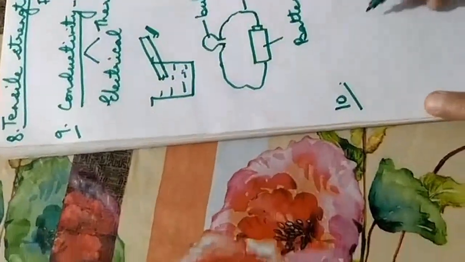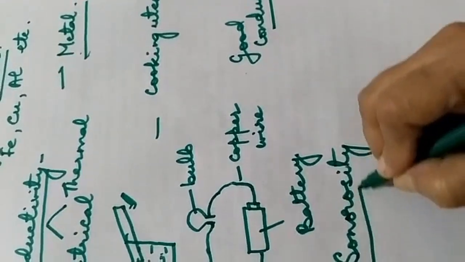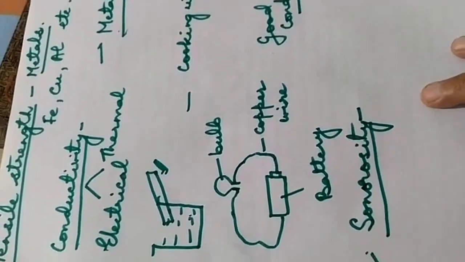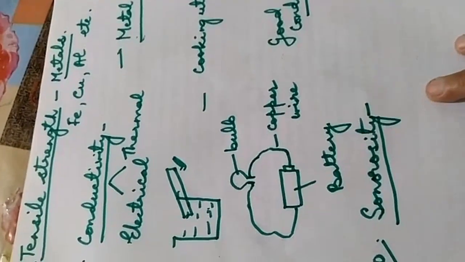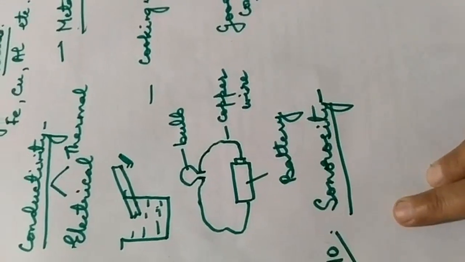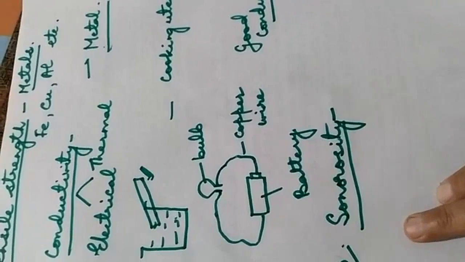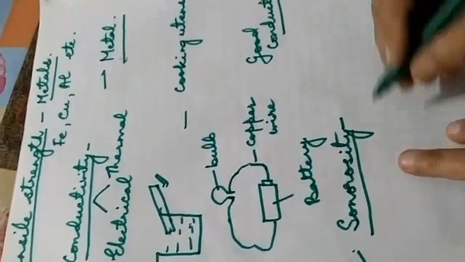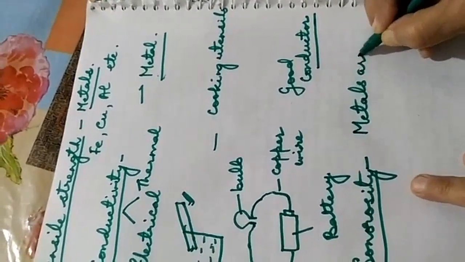Now, come to the 10th point, which is the last point of the physical properties of metals, that is sonorosity. It is one of the physical properties of a metal by which sound is produced when it is struck with some hard object. This property is known as sonorosity, whereas the metals showing this property are known as sonorous. You might have seen, children, in your school that a metallic plate is struck with a hammer to produce sound in order to ring the bell. This is possible only due to the sonorosity property. That means metals are sonorous.